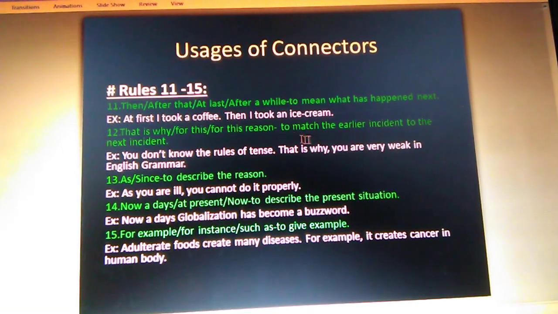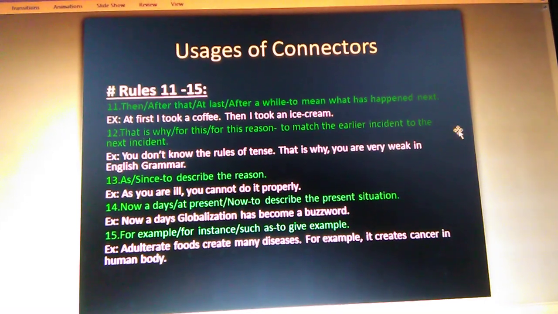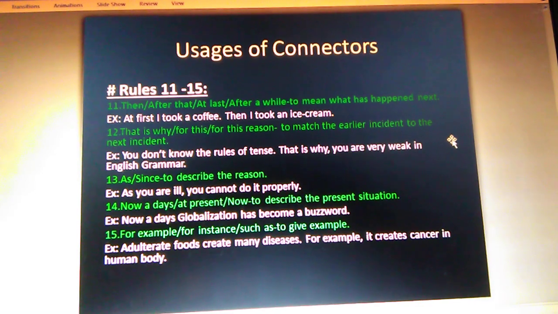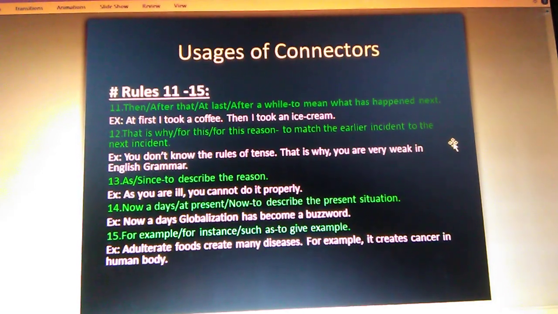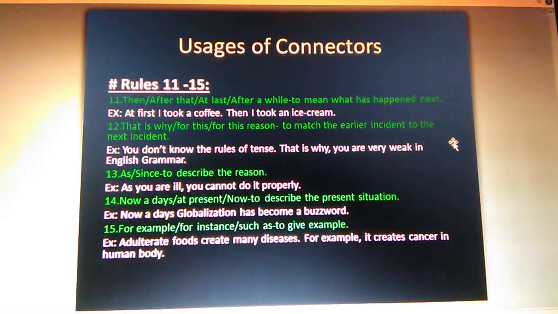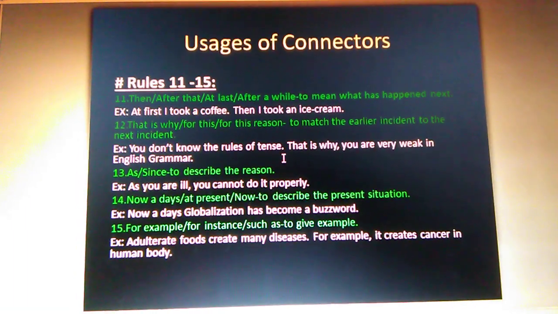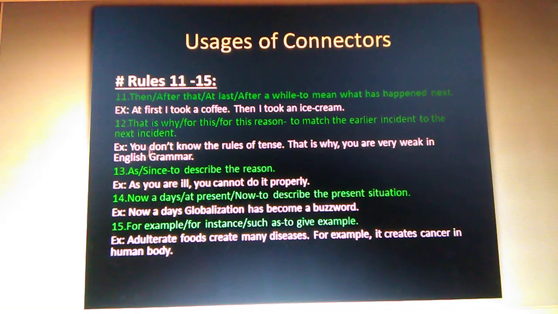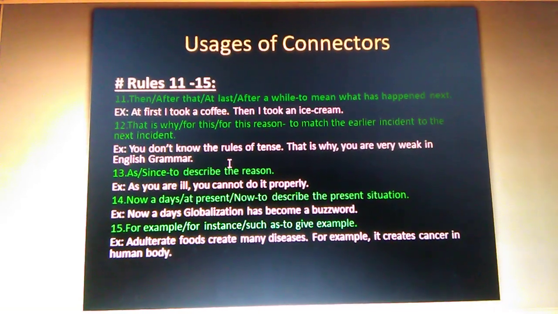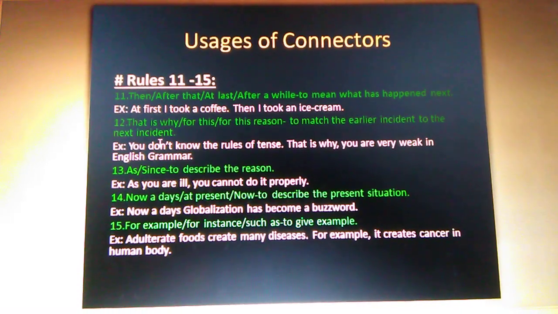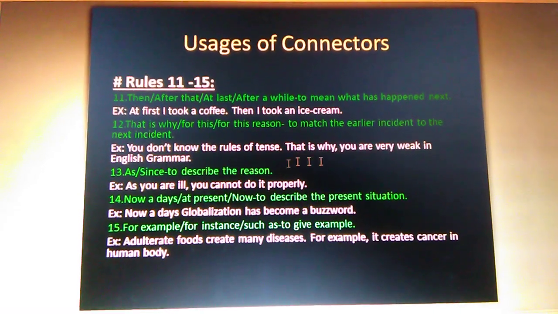That is why, for this reason, these connectors are also synonymous. These connectors are used to match the earlier incident to the next incident. What happened earlier, I'm going to connect that idea to what happened next. You don't know the rules of tense. That is why you are very weak in English grammar. So why am I weak in English grammar? The reason is that incident. First, I'm not good at tense. That is why.